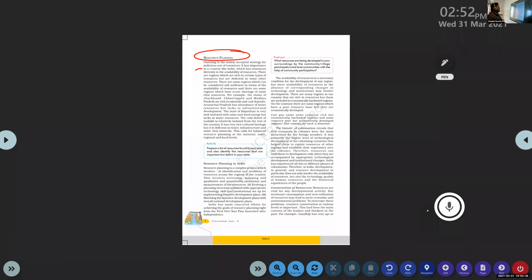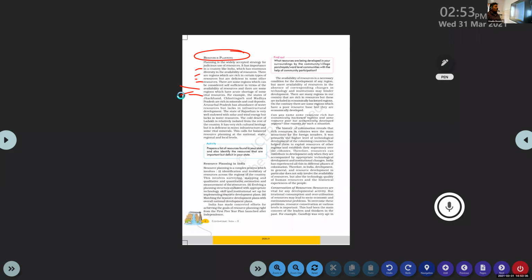A country like India has enormous diversity in the availability of resources. A number of different types of resources are available in the country, and at the same time, the population is too high. There are regions which are rich in certain types of resources, but are deficient in some other resources. In India, some areas have almost all the different types of resources available, but some other areas have no resources available. There are some regions which can be considered self-sufficient in terms of availability of resources, and there are some regions which have acute shortage of some vital resources.